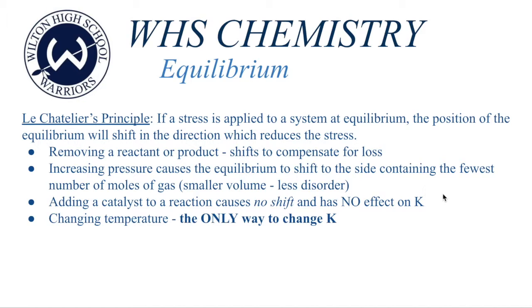Adding a catalyst is a little bit different. Adding a catalyst to a reaction causes no shift and has no effect on K. It'll just make the reaction come to equilibrium faster, which has to do with rate and kinetics. Changing temperature is the only way to change the equilibrium constant, so that's one really important factor to know. We're going to talk about some examples right now.